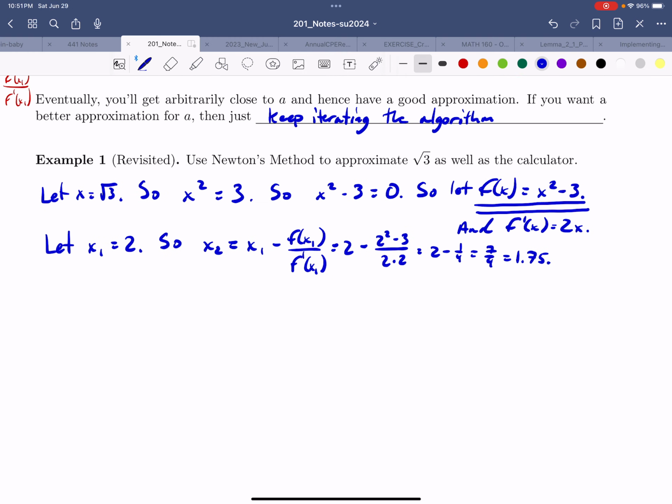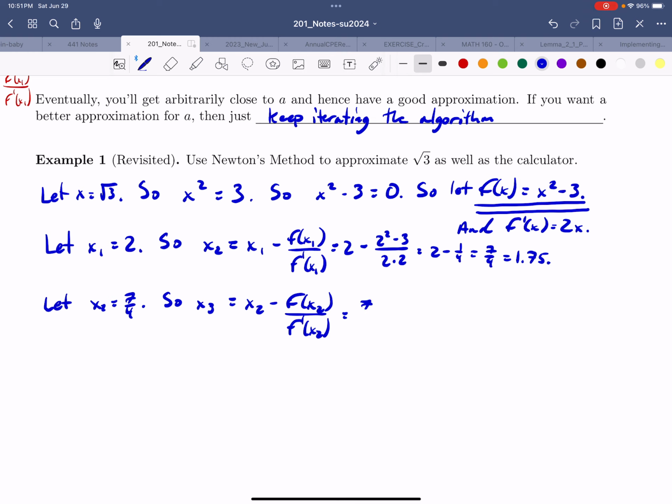Now, if we're fine with that, then we're done. If we want to get within a tenth, then we're done. But if we wanted to get within a hundredth, then we better do this again. So at this point, we let x2 equal 7/4. So x3 is going to equal x2 minus f of x2 all over f prime of x2, and that's going to be 7/4.